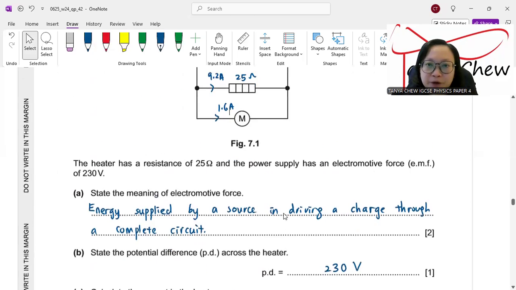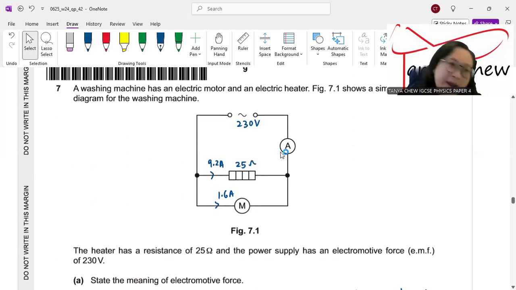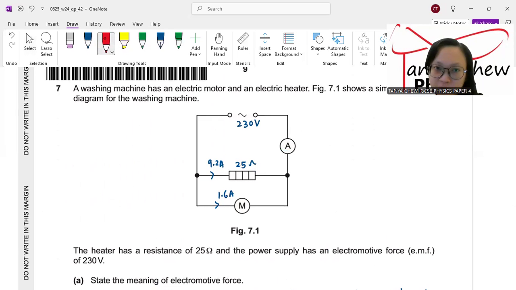Determine the reading on the ammeter. Could you see the ammeter is measuring the total current of the circuit? How do I know? Let's say this is the positive terminal, this is the negative terminal. Current that is coming out from the positive terminal of the power supply would split to the heater and to the motor before combining back to be the same amount of current flowing back to the negative terminal.